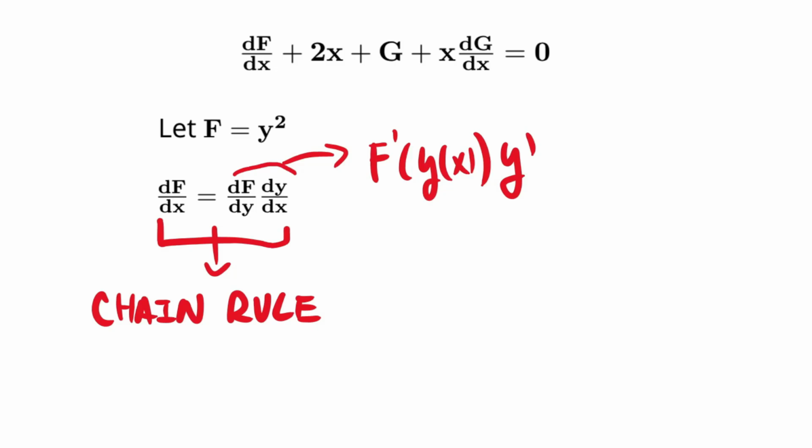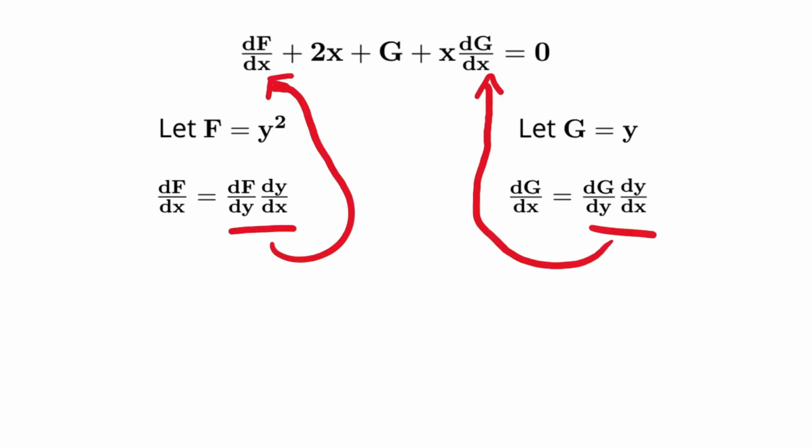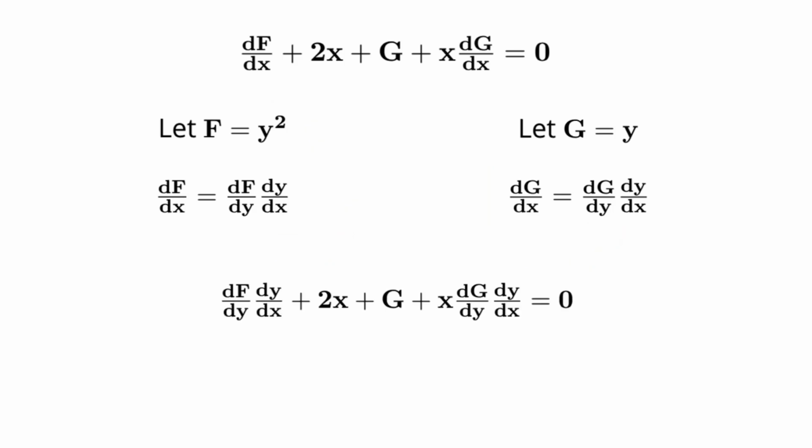And it's going to be the same story for dg/dx. If you remember, we let g equals y. So g is also going to be an implicit function of x. And that's going to mean that by the chain rule, dg/dx equals dg/dy times dy/dx. So then now I'm simply going to plug in these terms into the equation over there at the top. And after doing that, I'm going to get the following equation over here.